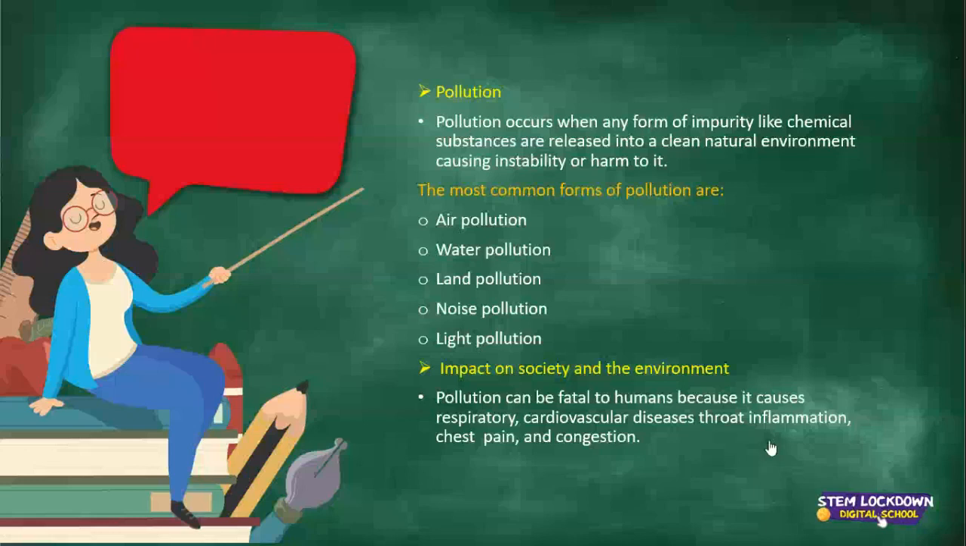And then impact on society and the environment. So the impact of pollution on society can be very fatal to humans. Basically, it can affect your respiratory system and your cardiovascular system. It can give you cardiovascular diseases. So chest pains, congestion, like I did mention, asthma, and lots of complications with breathing and some allergies that can come up from not breathing the correct air.